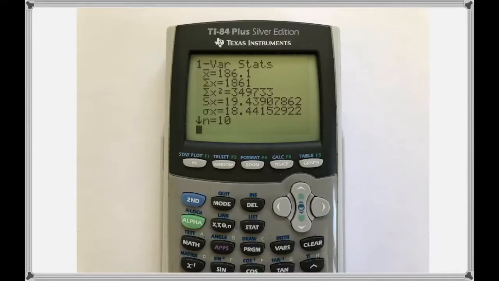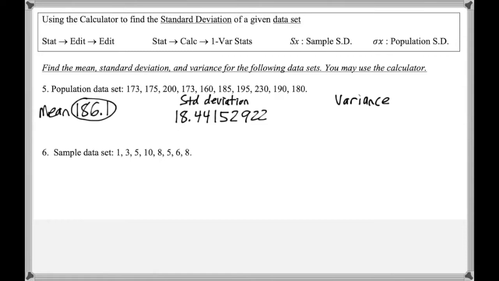So I've calculated the 1-Var Stats, and the mean is 186.1, and for the standard deviation, it is the lowercase sigma. And I want to copy the entire decimal for right now. So I've recorded the mean of 186.1. For the standard deviation itself, I'm going to round it to 2 places. So 18.44.